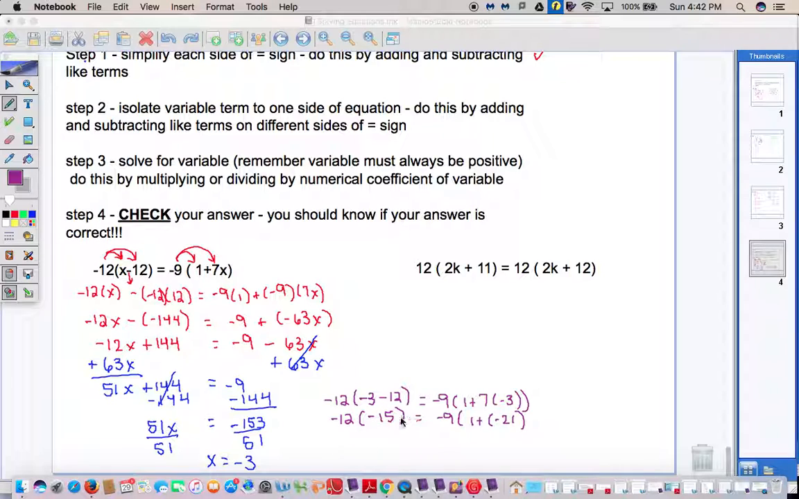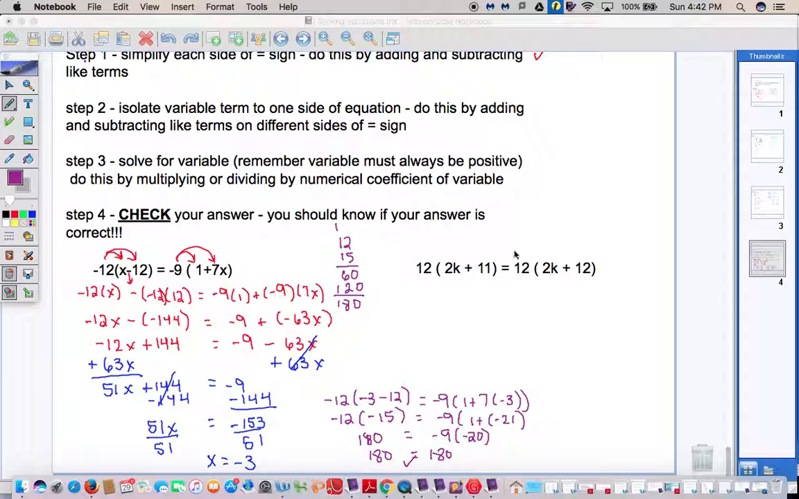So negative 12 times negative 15 is going to be a positive, so 12 times 15, I've got 5 times 2 is 10, 5 times 1 is 5, plus 1 is 6, 1 times 2 is 2, 1 times 1 is 1, so this is 180. So this is a positive 180. Now over here I have negative 9 times negative 20, and a negative times a negative again is a positive. So I have 180 equals 180, so I know that my answer is correct.